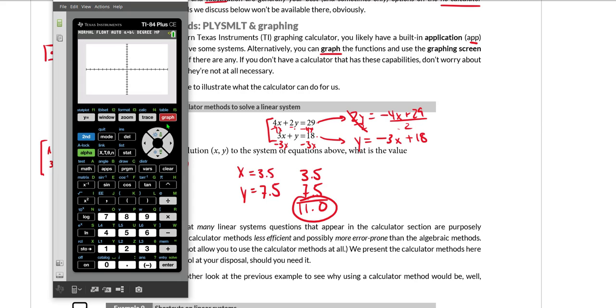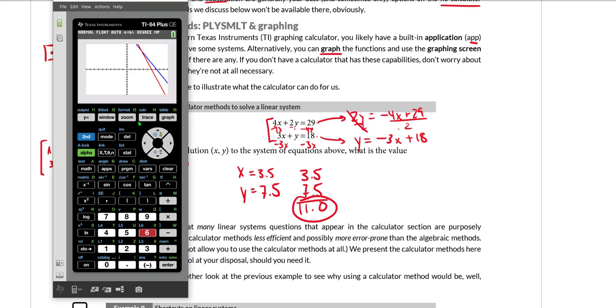I'm now going to go to graph, and I'm going to see something that looks like this. By the way, if your window does not look like mine, you should hit zoom, and you should hit Z standard, number 6. And that should make your screen look exactly like mine. And now we are going to try to find this point of intersection exactly. I can look at my graph and see that the point of intersection is right around these values, right? I have about 3.5. I have about 1, 2, 3, 4, 5, 6, 7.5 there.